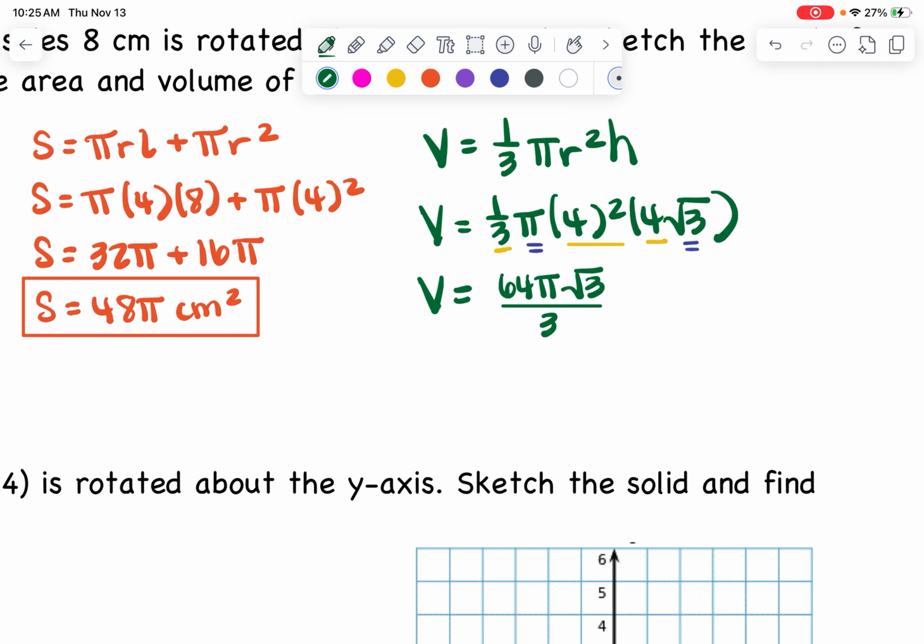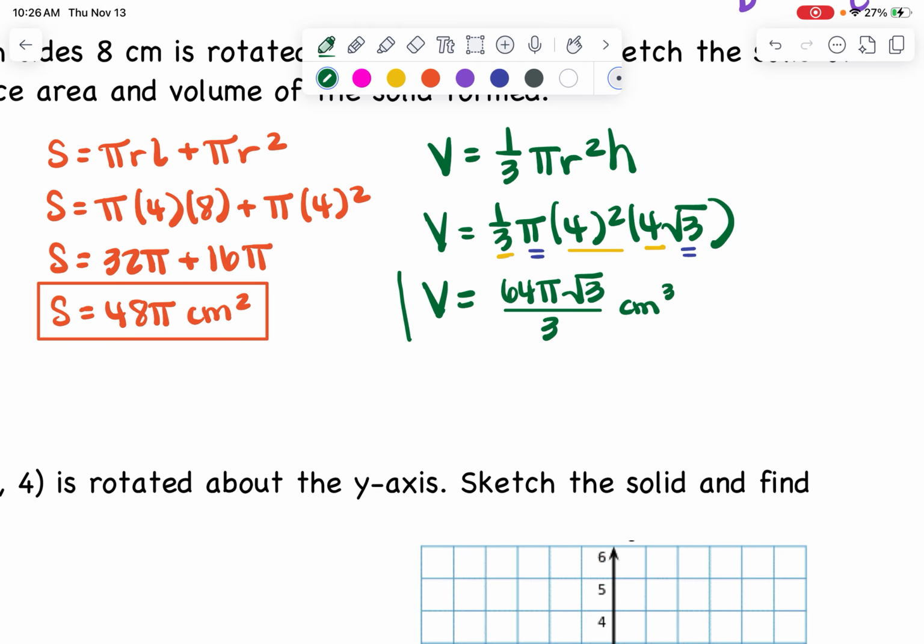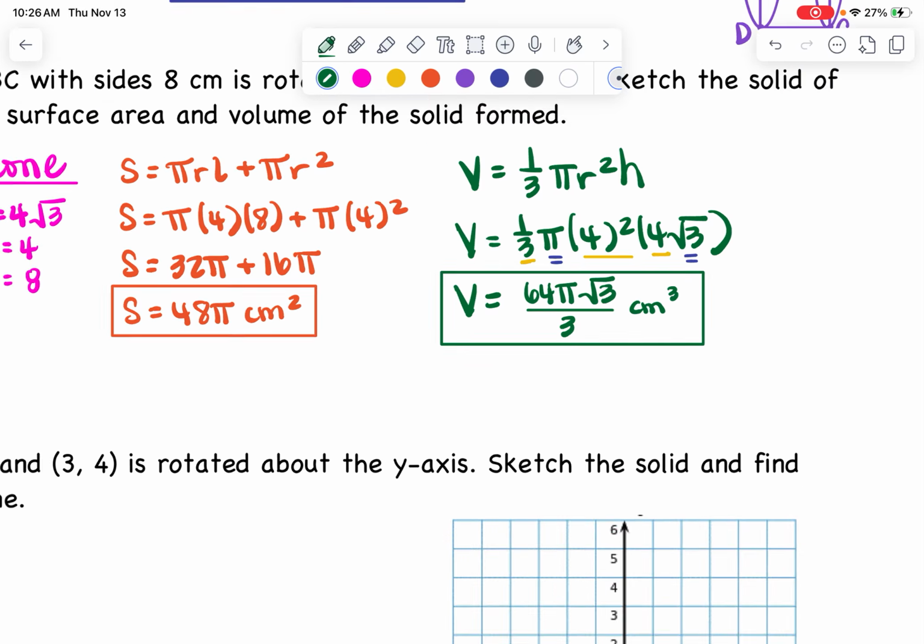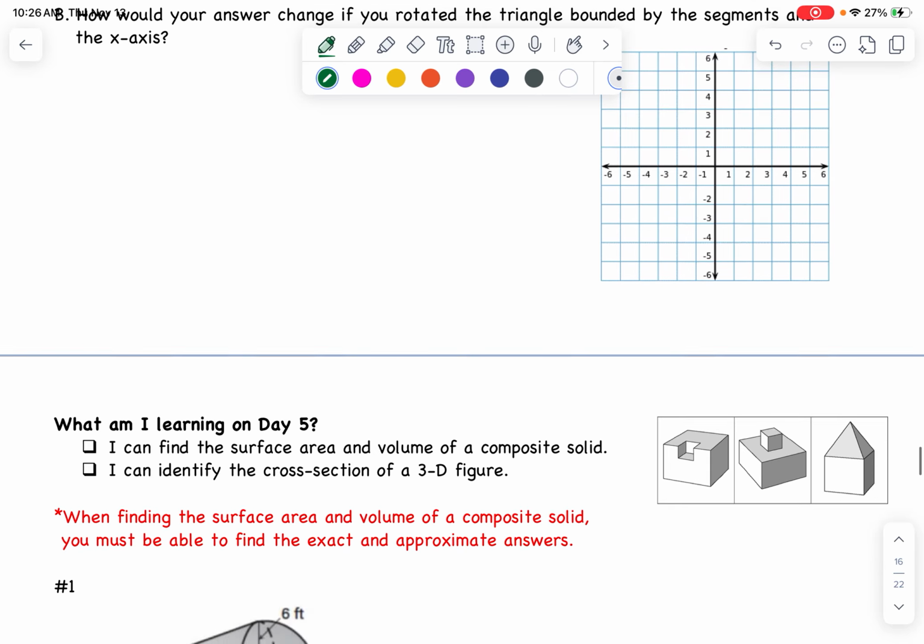And of course, that's cubic centimeters. We're not used to seeing answers that have pi's and square roots in them, but in this case, we do. No big deal, as long as you get them all in your answer. Okay, we've got 2 left.